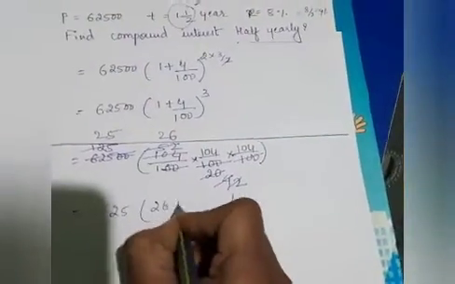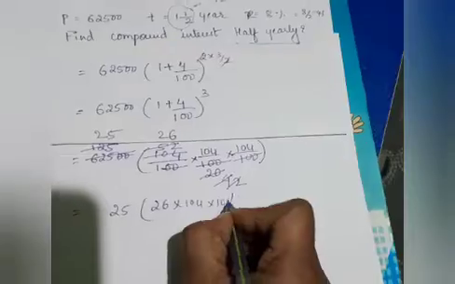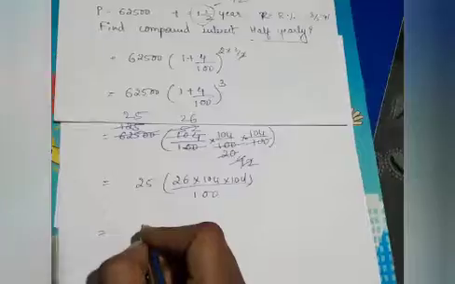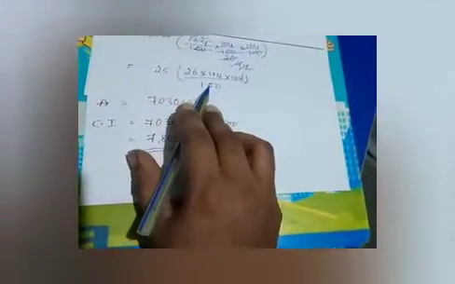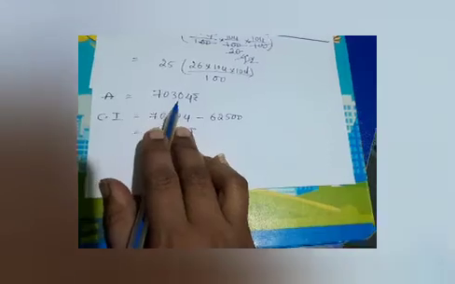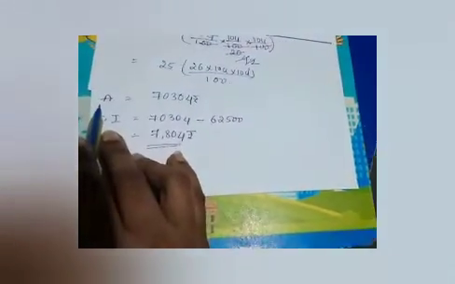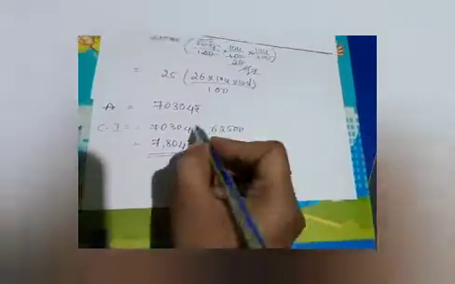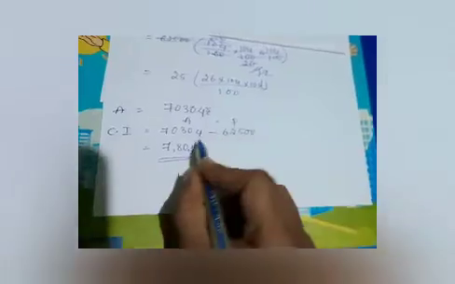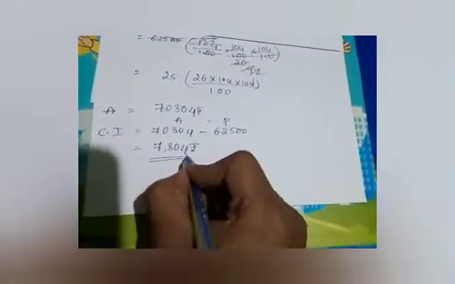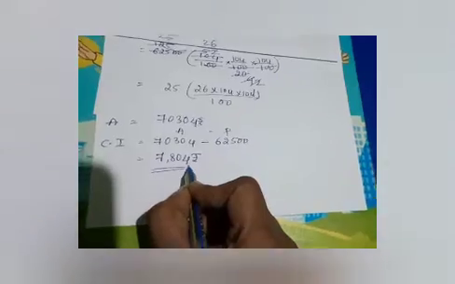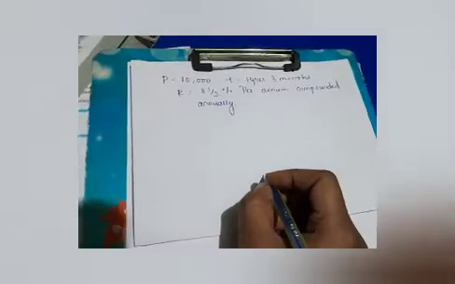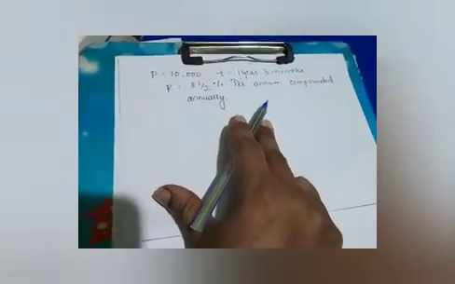25, 26 into 104 into 104 divided by 100. After simplification, see dear students, after simplification of this, we will get 70,304. That is the amount. So to find the compound interest, we have compound interest is equal to A minus P. So this is amount minus P. We get 7,804. It means what? How much compound interest we paid? We have paid 7,804.